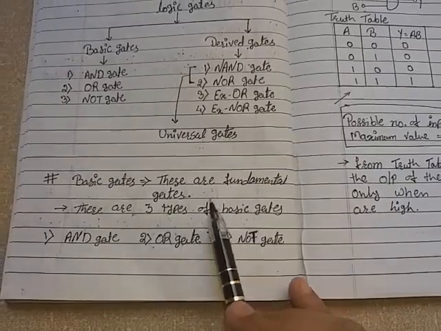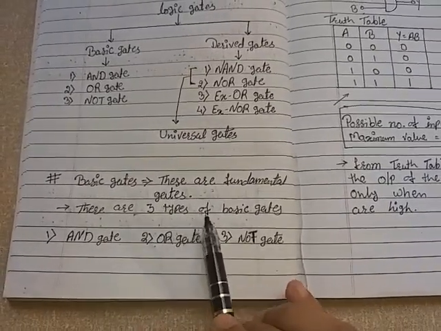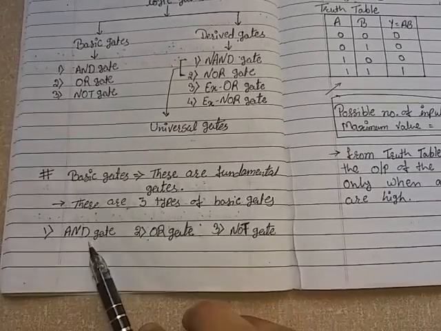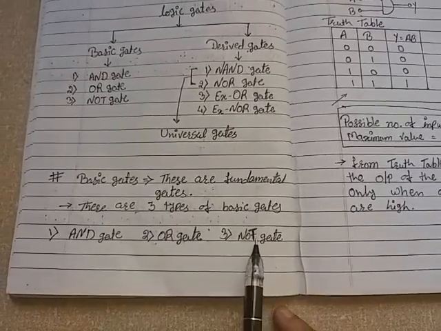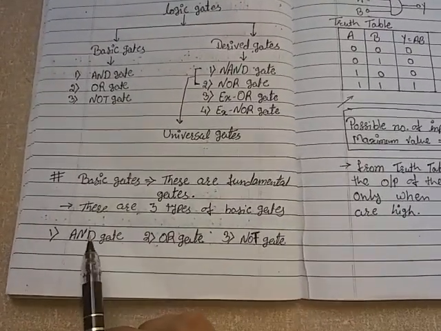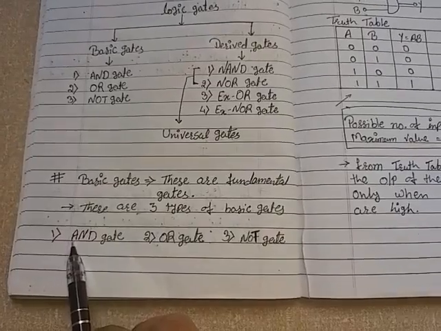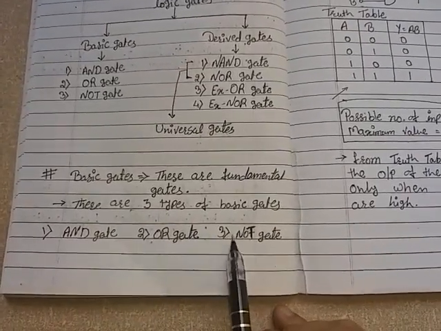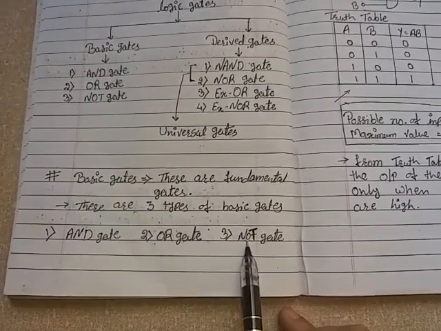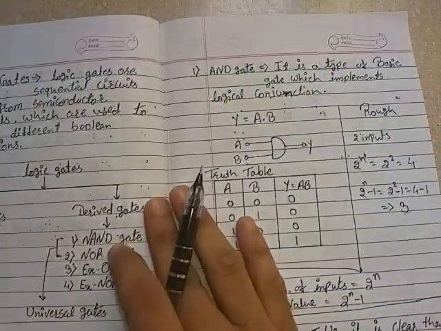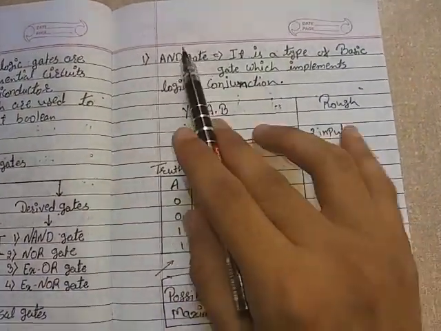These are fundamental gates and there are three types of basic gates: AND gate, OR gate and NOT gate. Now here one thing you have to remember, that this AND, OR and NOT you have to write in capital letters. Now let's start with AND gate.